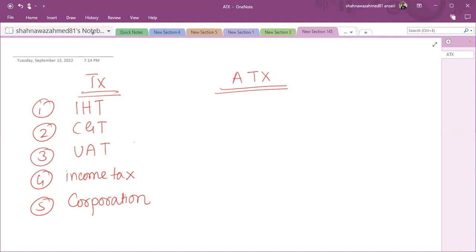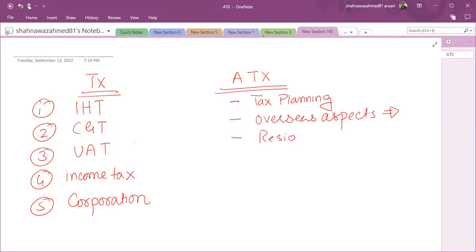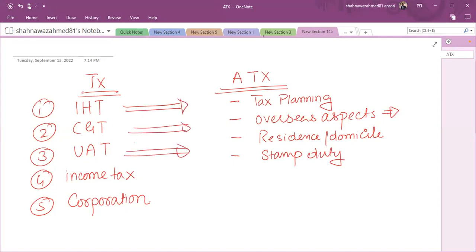But now there are wider areas that need to be covered in all these five areas, and some additional topics like tax planning. The focus will be on tax planning, tax advice, more reliefs, and overseas aspects. In each topic, the examiner will ask about the overseas aspects, as well as the issue of residence and domicile status of an individual. Some new elements like stamp duty tax, which was not covered previously. So in each topic, there is some advancement. If someone has knowledge of value-added tax from the previous syllabus, a few new topics must be learned in order to pass this paper, as well as the previous knowledge.